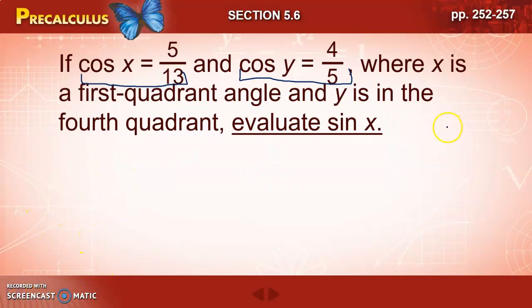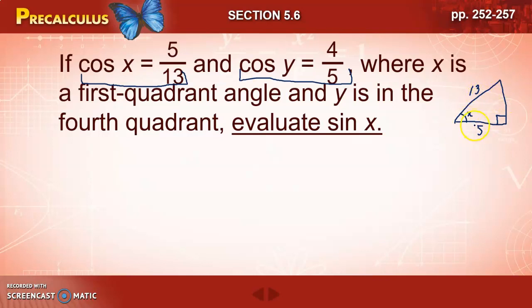Now, to do this, I'm going to draw a little right triangle here to help you imagine what we're doing. So this is triangle x, okay? So here's angle x. And we know the cosine of x is 5 over 13. Remember that cosine is just the ratio between adjacent over hypotenuse. So the adjacent side is 5, and the hypotenuse is 13. And we want to evaluate sine x. So we're trying to find the opposite side over 13.